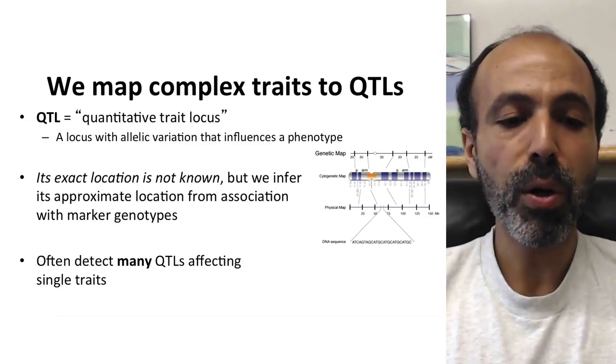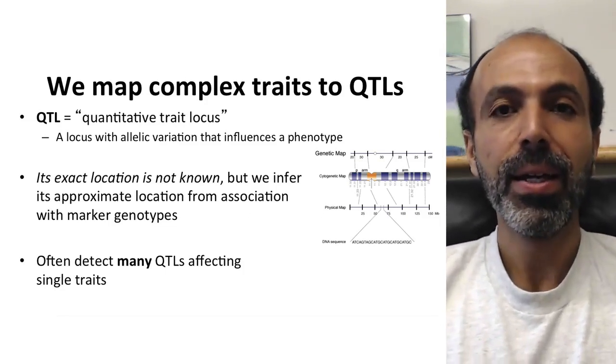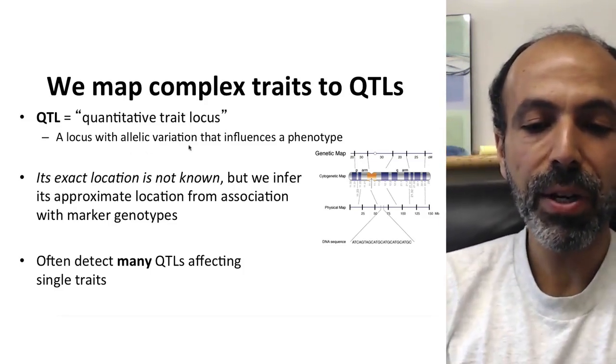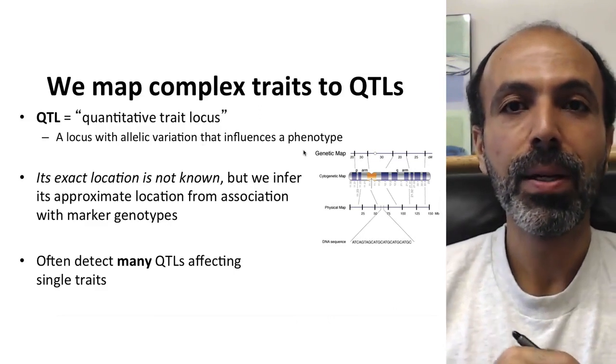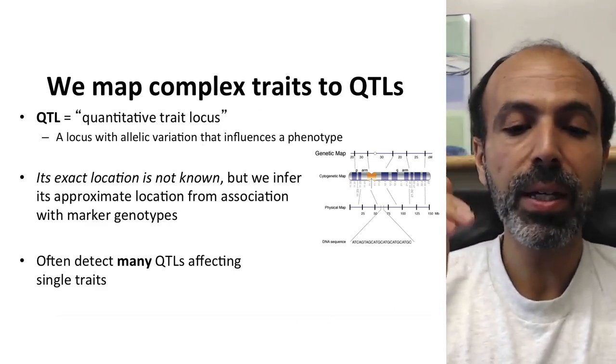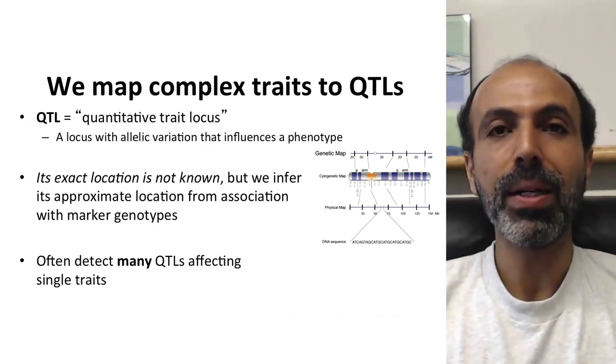That's short for quantitative trait locus, or plural quantitative trait loci. These are places in the genome, or locus, with allelic variation that influence a phenotype. Again, ahead of time, we don't know where these QTLs are. These QTLs are things that we infer from the data, from the mapping data.